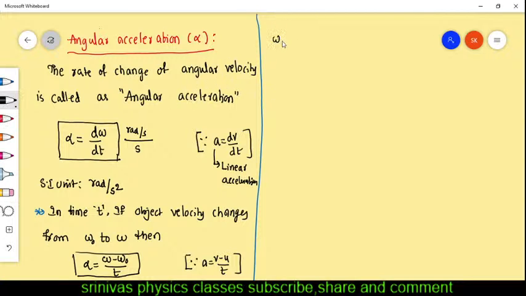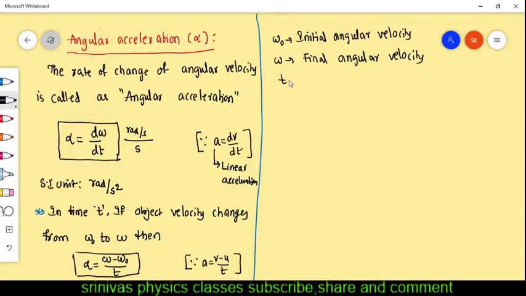Now, what is omega naught here? Omega naught is the initial angular velocity, the starting one. Angular velocity changes from omega naught to omega. Omega is the final angular velocity. Next, what is small t? Small t is the time. This was about angular displacement, angular velocity, angular acceleration.